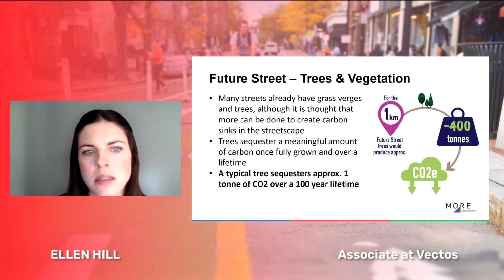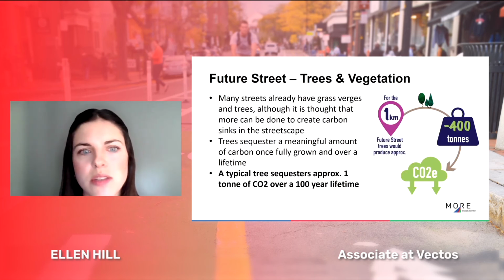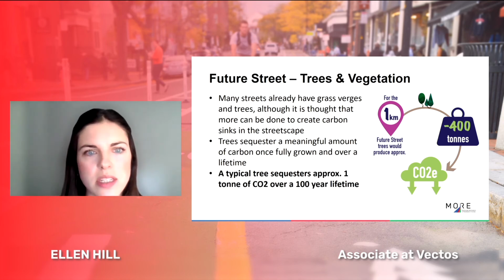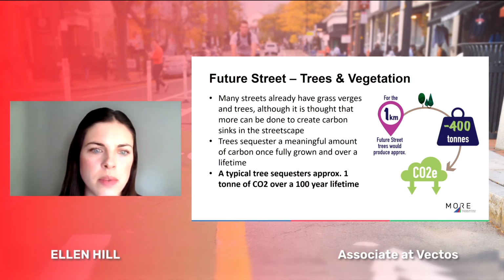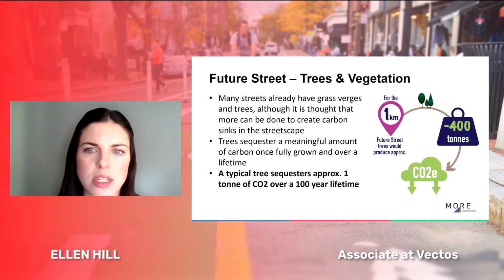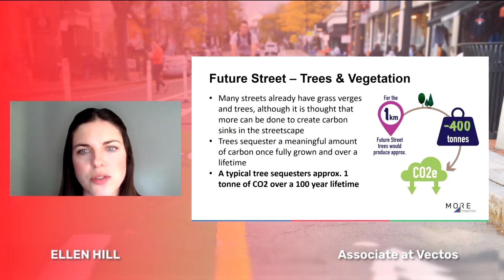Next slide, please. So many streets already have grass verges and trees, although it's thought more can be done to create carbon sinks in the streetscape. Trees sequester a meaningful amount of carbon once fully grown and over their lifetime. Therefore, they must be allowed to reach maturity and remain in place for decades to aid in reducing carbon in the streetscape. A typical tree absorbs approximately 1 tonne of CO2 over a 100-year lifetime. Assuming trees remain in place for their lifetime, for the future street, this is around negative 400 tonnes of capital carbon.